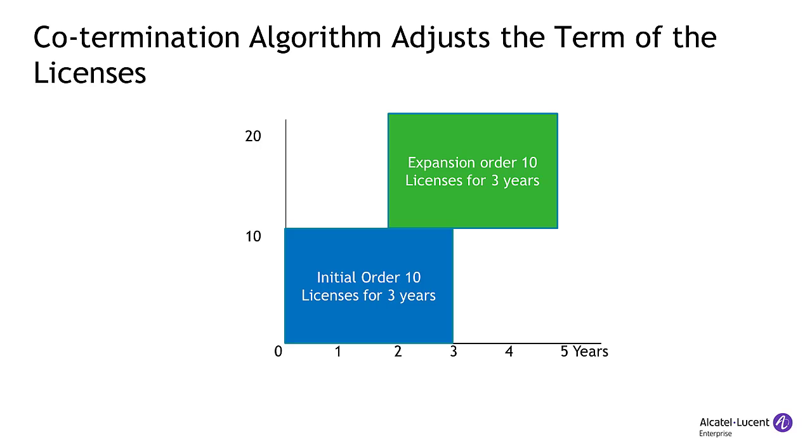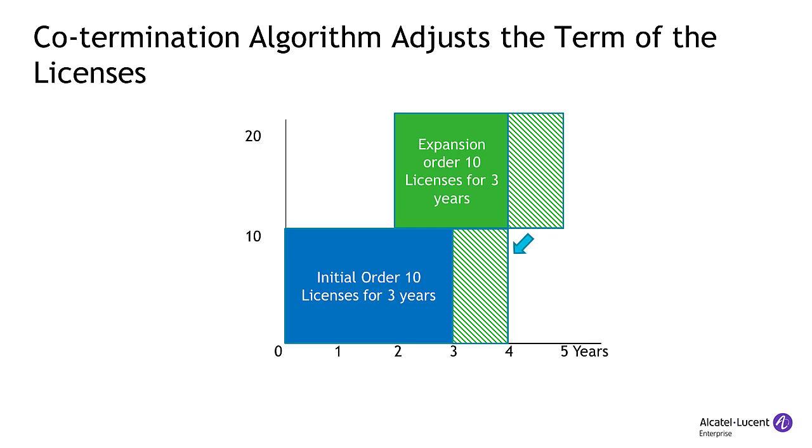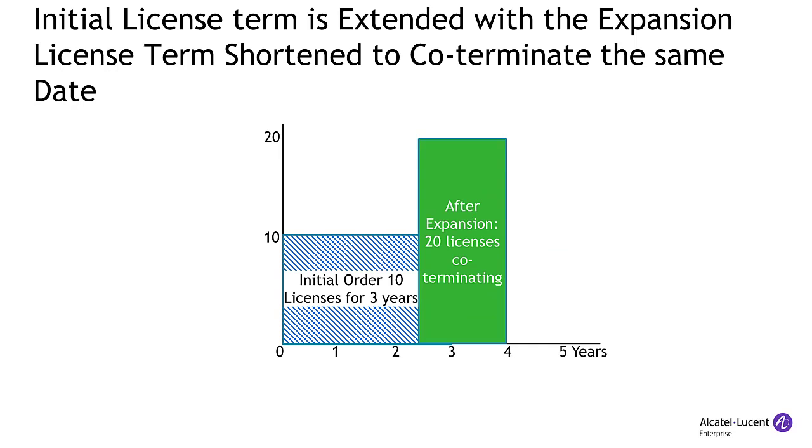The co-termination algorithm will modify the initial termination date depending on the remaining duration, volume, and type of initial OmniVista Cirrus license, but also depending on volume, duration, and type of OmniVista Cirrus license added. In this case, the co-termination algorithm will shorten, by 1 year, the termination date of the 10 expansion licenses, and will extend the termination date of the initial 10 licenses by 1 year. The initial and new licenses, totaling 20, now have their new co-termination date, which will occur in 2 years, which is year 4.